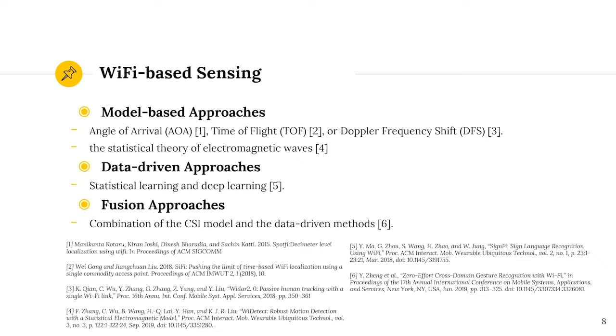The next is data-driven approaches. Some researchers adopt statistical learning or deep learning methods to extract features and perform the recognition task. These two types of approaches have different advantages. Hence, the other type of approaches is the combination of model-based and data-driven approaches.